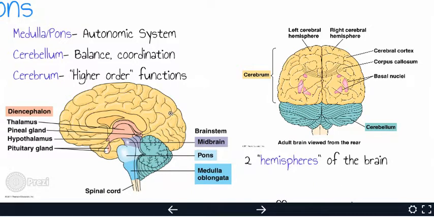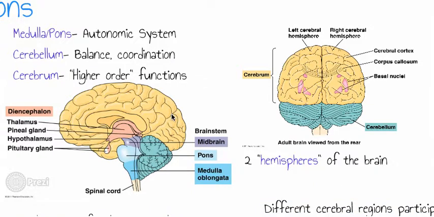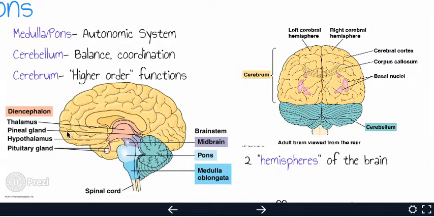So what does that mean? So higher order functions are thinking, reasoning, abstract thought, but there's a lot of other stuff that goes on inside your cerebrum as well. So this is considered the prefrontal cortex here. So these are where executive functions take place in the brain. This is your inhibition of automatic responses. This is planning and organization, your working memory.